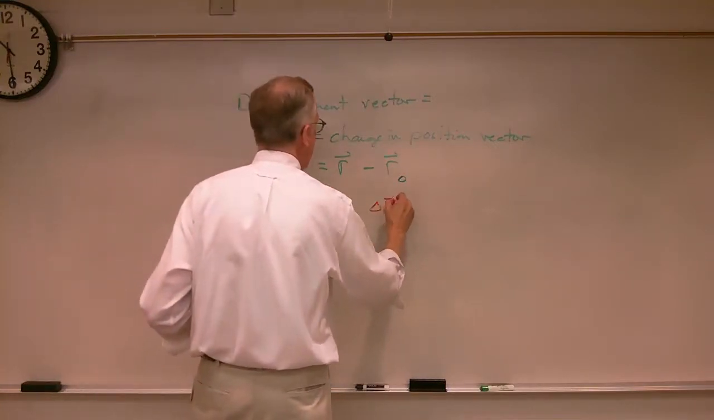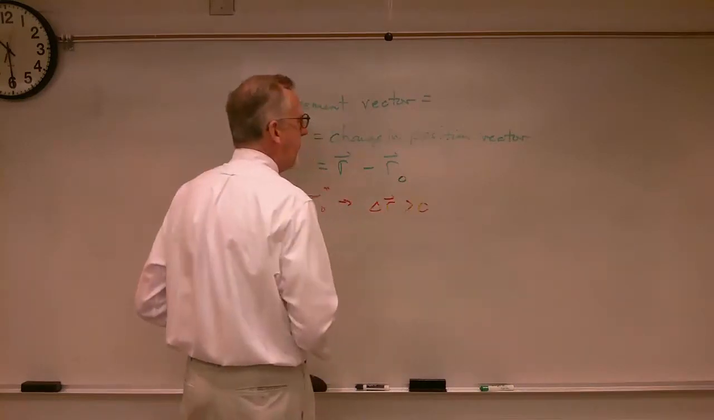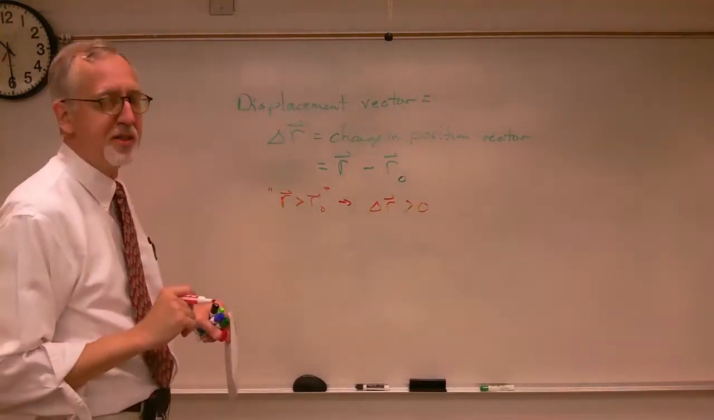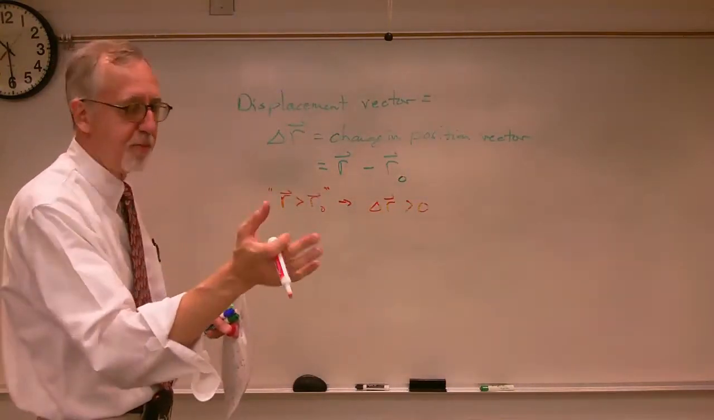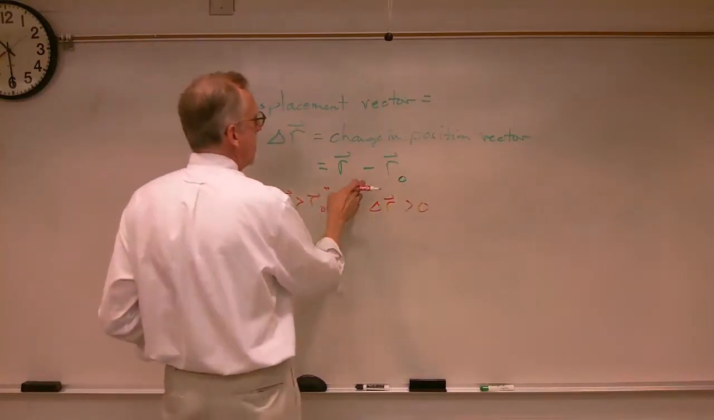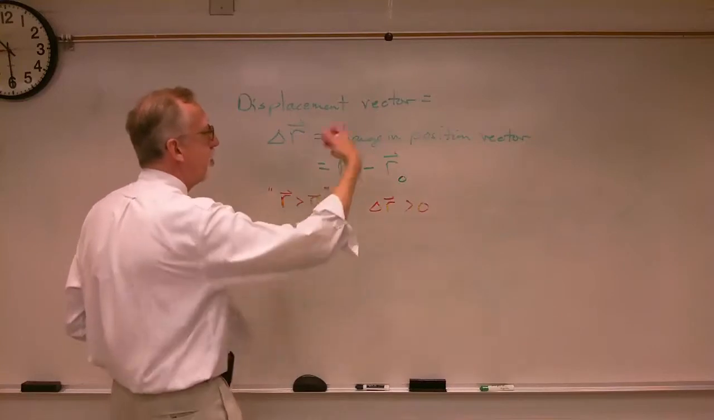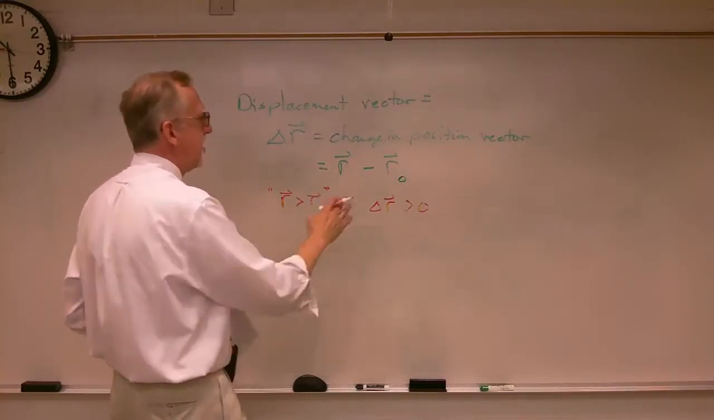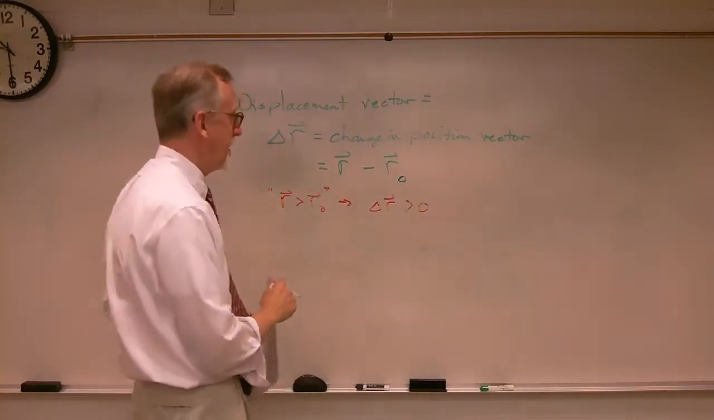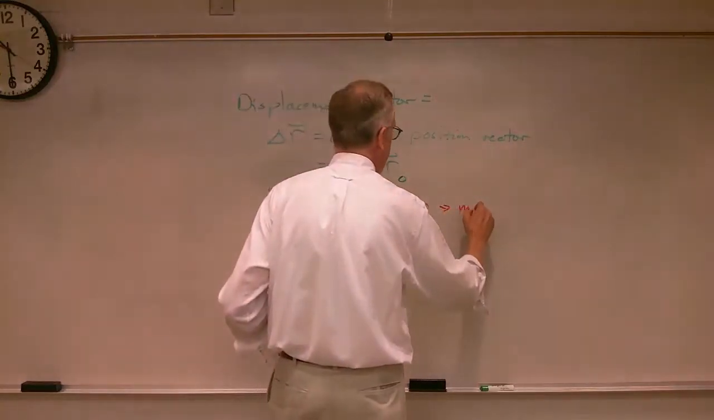We get delta r is going to be some positive number, loosely speaking. In other words, it's going to be a positive number times x hat. In other words, delta r will point to the right. So if r is further to the right than r naught, delta r will be a vector that points to the right. And what do we have? We've got motion to the right.